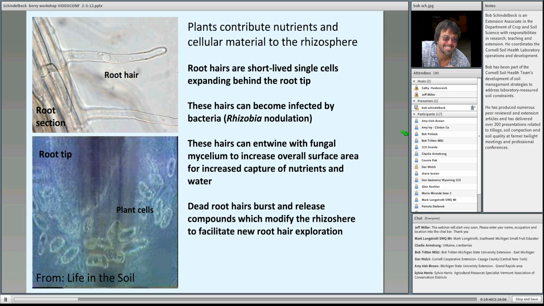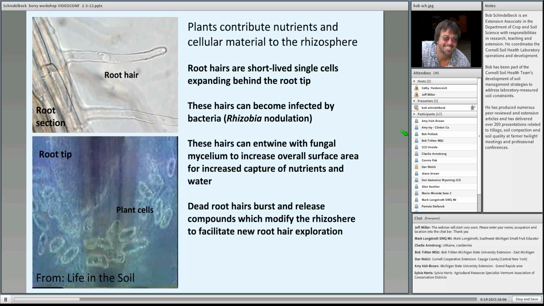suggesting that we kind of put this all together into one picture, and imagine that behind the root tip, then, as the root tip's passing into the soil, the section behind that is where these root hairs develop. These root hairs are single cells that are very effective at uptaking water and nutrients. And remember, the environment they're growing into has been affected already by these sloughing off cells of the root tip.